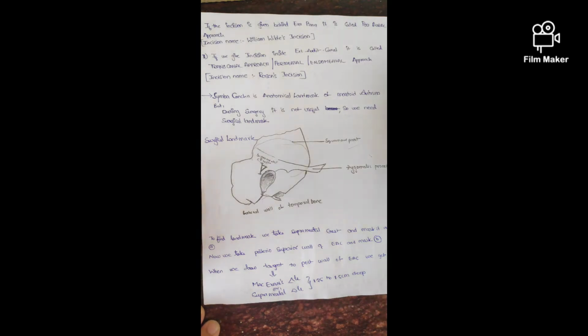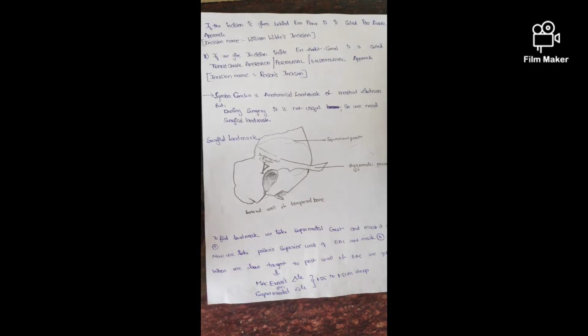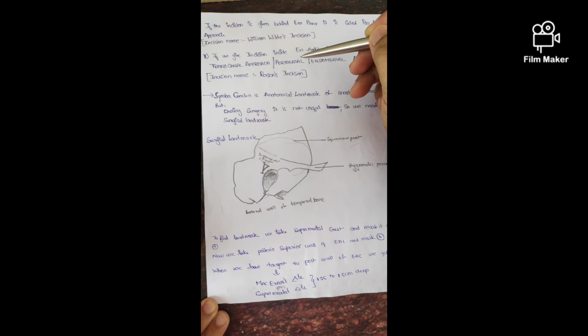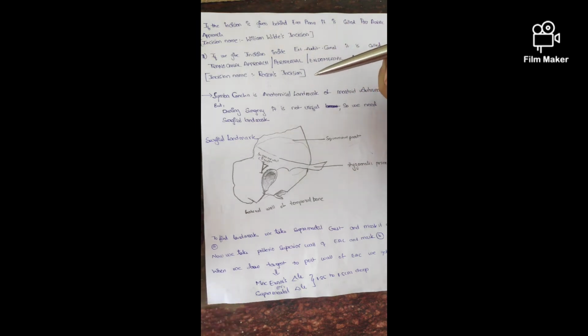Similarly, if we give an incision behind the ear pinna, it is called the postaural approach, and the incision name is Wilde's incision. If we give an incision inside the external auditory canal, it is known as the transcanal approach or permeatal approach or endomeatal approach. The incision name is Rosen's incision.